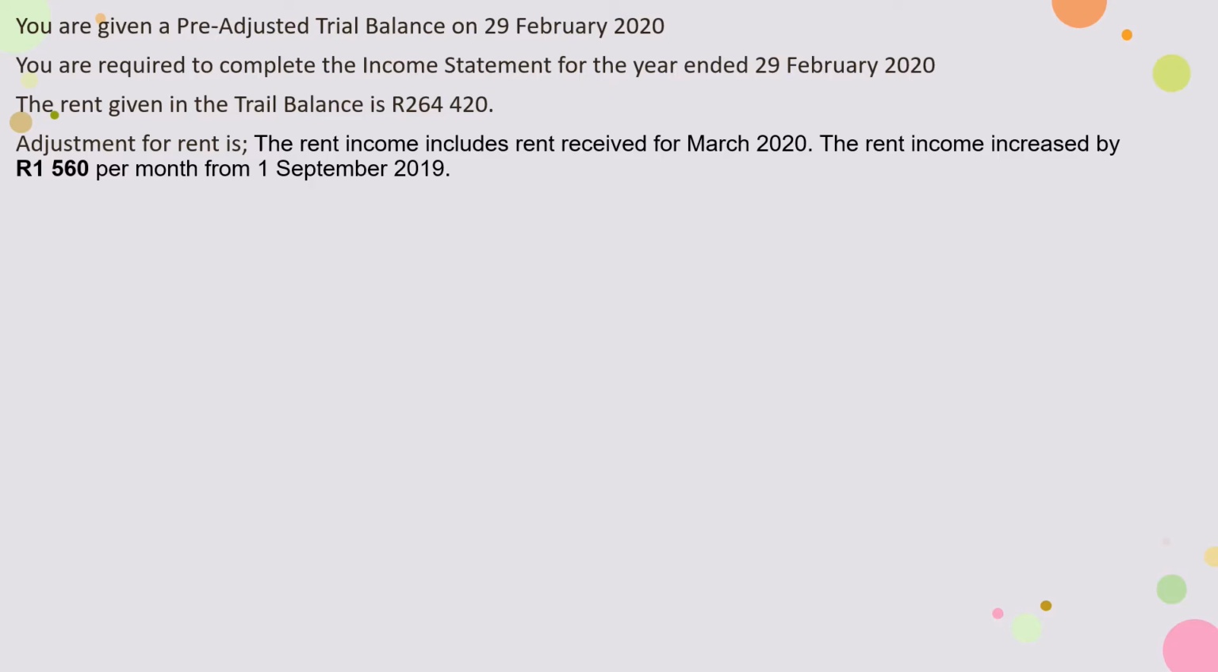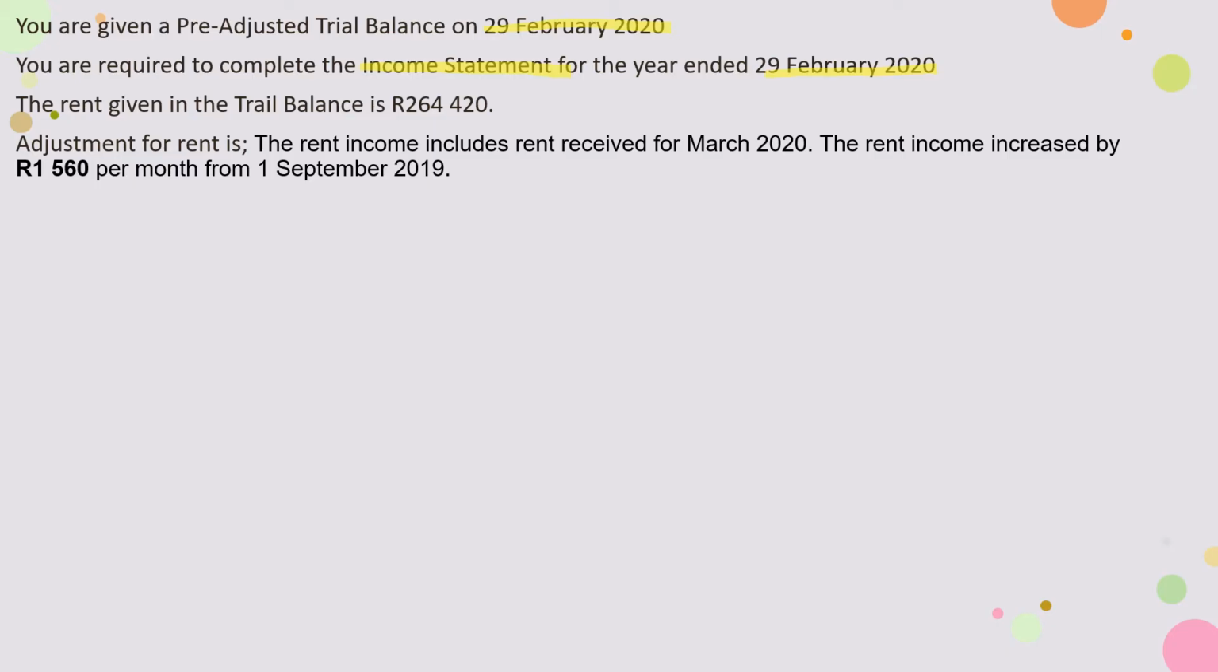The question says you are given a pre-adjustment trial balance. I'm just cutting off part of the income statement, part of the question, and focusing on the rent adjustment. You're given a pre-adjustment trial balance on 29 February 2020, and you are required to complete the income statement for the year ended 29 February 2020. That means the year started on 1 March 2019 and ends on 29 February 2020.